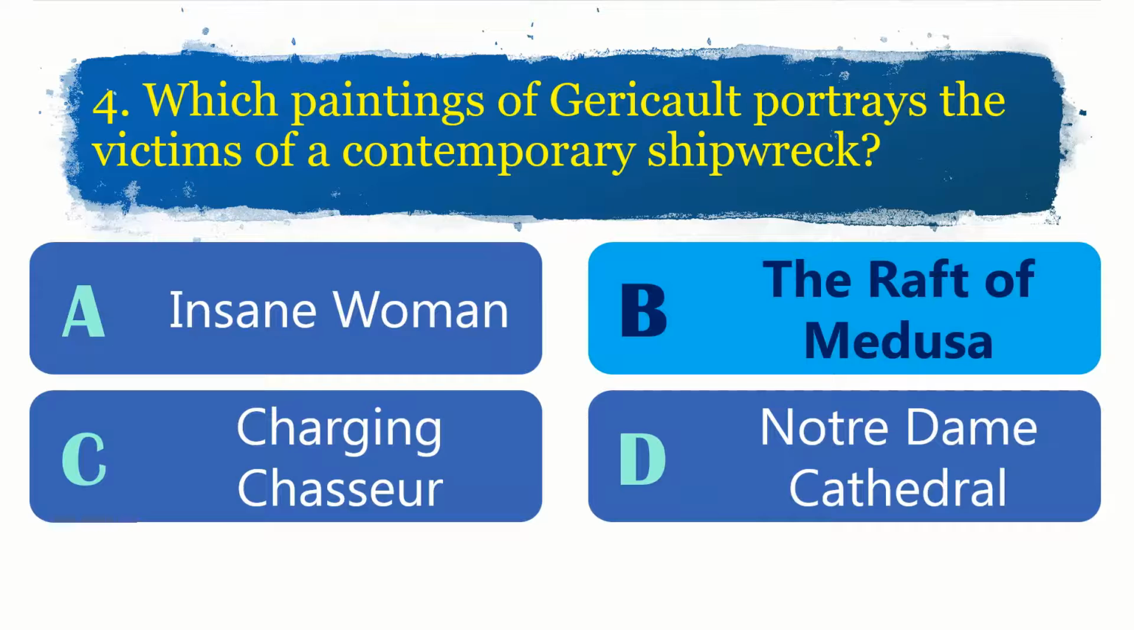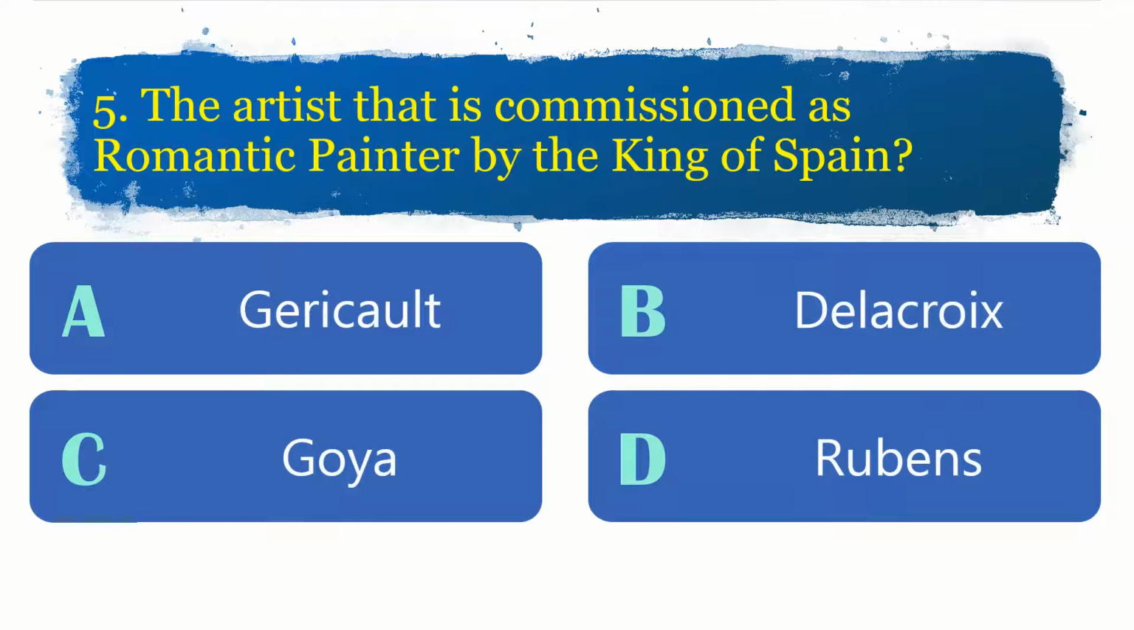The Raft of the Medusa. 5. The artist who was commissioned as romantic painter by the King of Spain. A. Géricault. B. Delacroix. C. Goya. D. Rubens. The correct answer is C. Goya.